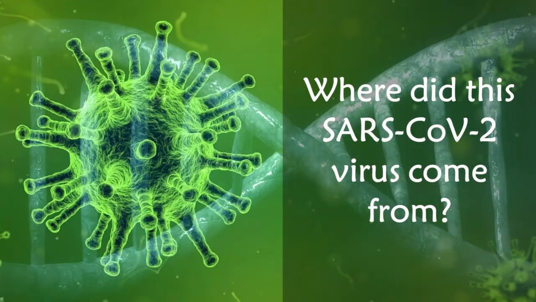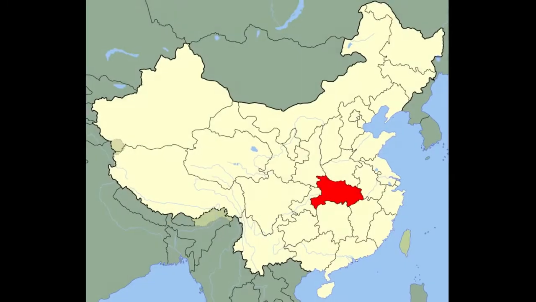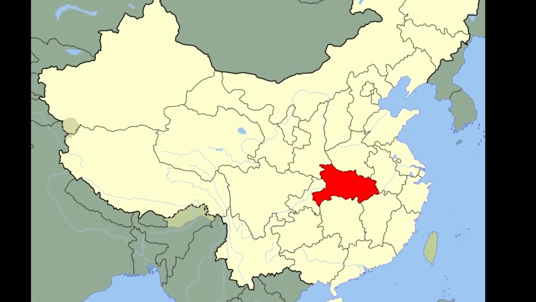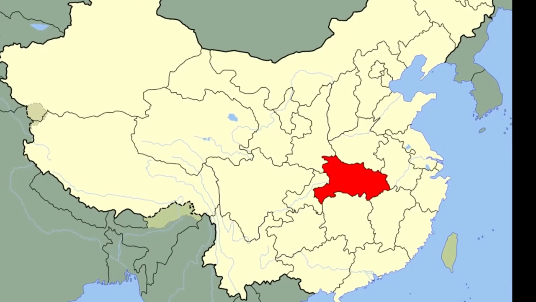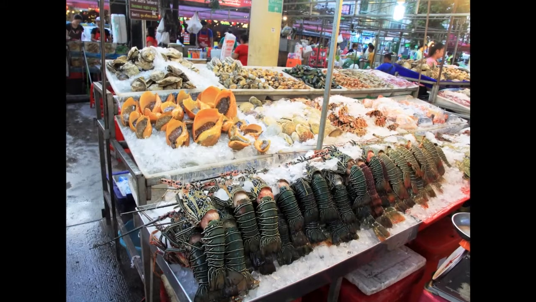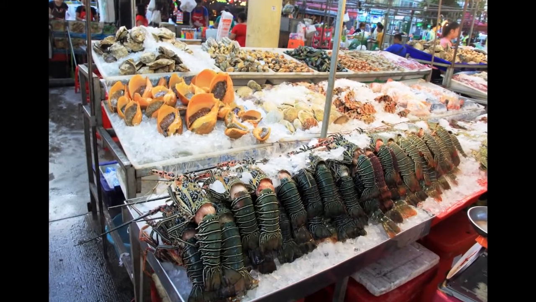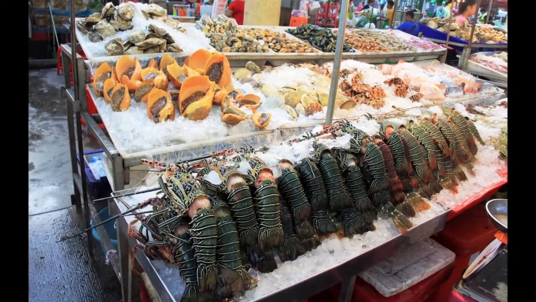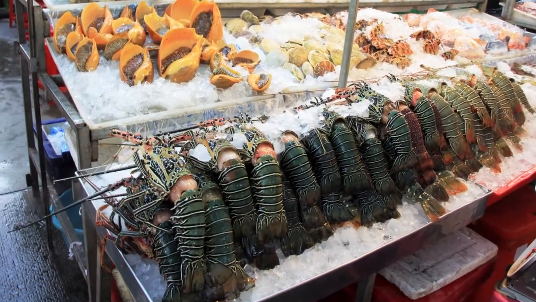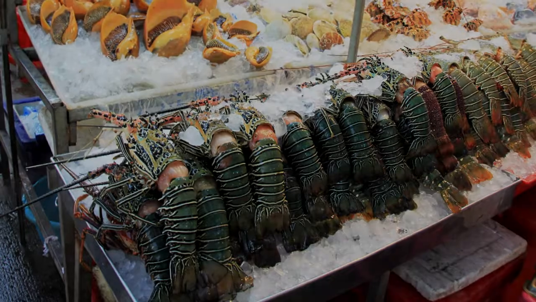Now let's see, where did this SARS-CoV-2 virus come from? The virus appears to have originated in Wuhan, a Chinese city about 650 miles south of Beijing that has a population of more than 11 million people. The Huanan seafood wholesale market, which sells fish as well as a panoply of meat from other animals, including bats, snakes, and pangolins, was implicated in the spread of this virus.